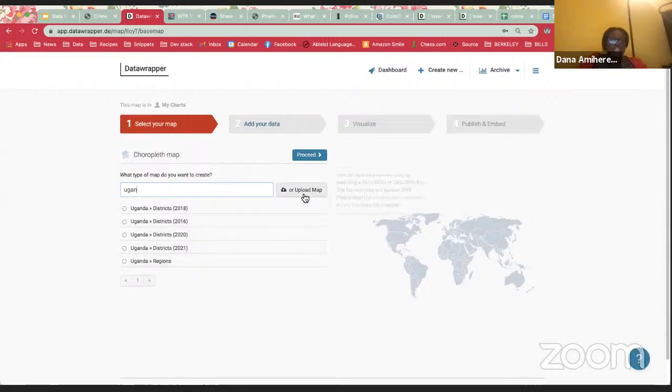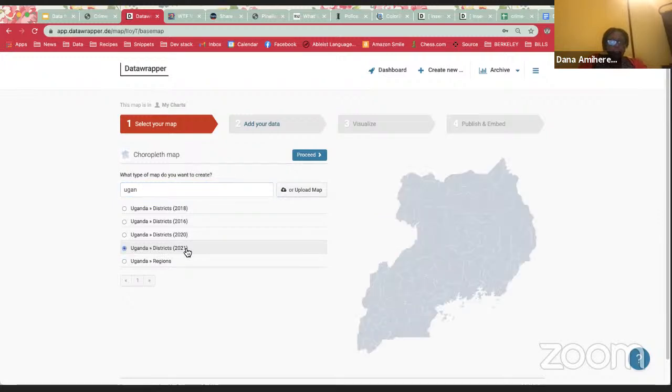There is an option here where you can upload your own map. And there's a little note that tells you you can upload your own map by selecting these types of file size, and so on. We're not going to do that. We're going to utilize the ones that it already has. So you're going to select the one that says Uganda Districts 2021. And when you click on it, you get Uganda Districts. And hopefully that should look familiar. And you're going to click Proceed.